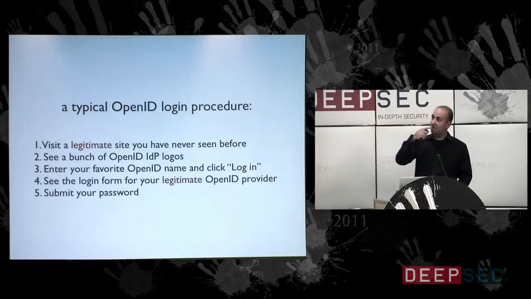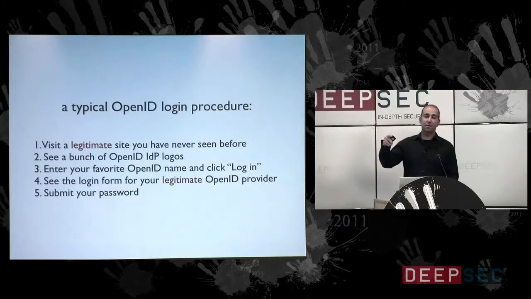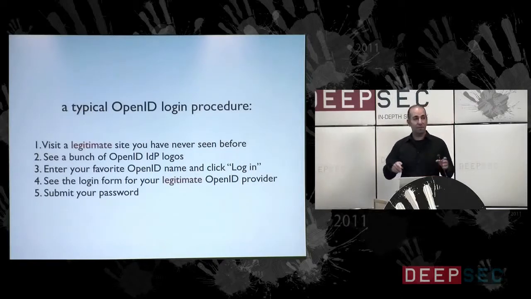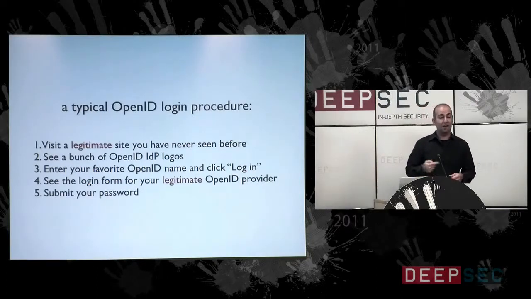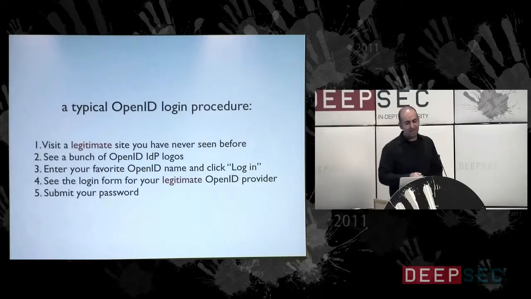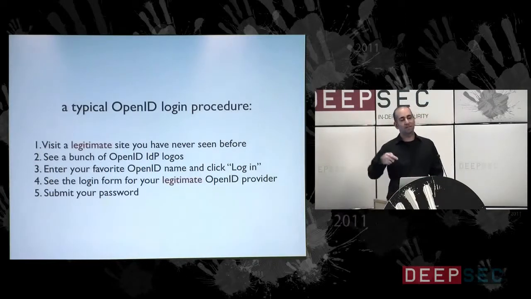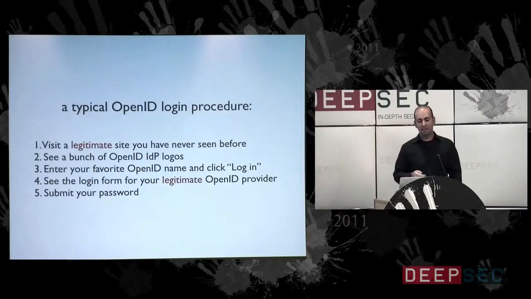Well, let's look at a typical OpenID flow. First you go and visit a legitimate site, right? One that you've never seen before, but it provides some interesting content you want to access. You see a bunch of OpenID logos, and you click on your favorite one, like Yahoo, and log in and get redirected to the authentication endpoint. You provide your password, and then get redirected back to the consumer and leave.